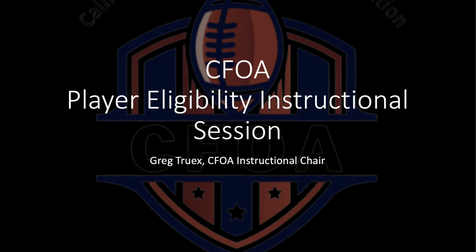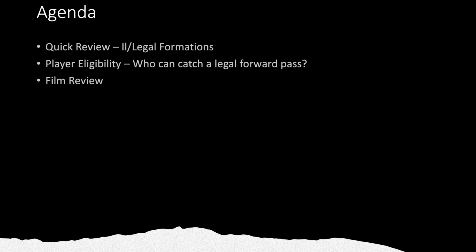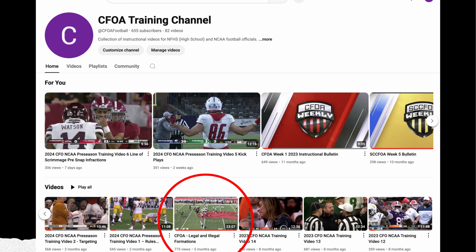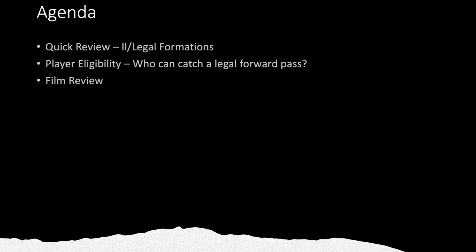All right, so we're going to get into our session here on player eligibility. Quick agenda. We're going to do a quick review of legal and illegal formations. If you have not seen it, I highly recommend going to our CFOA YouTube page. There is a video bulletin, instructional bulletin, specifically on illegal and legal formations that we did in the off season here. I highly recommend you watching that. However, we'll do a quick review and then we'll get into player eligibility and who can catch a legal forward pass, followed by looking at a couple of plays here tonight.